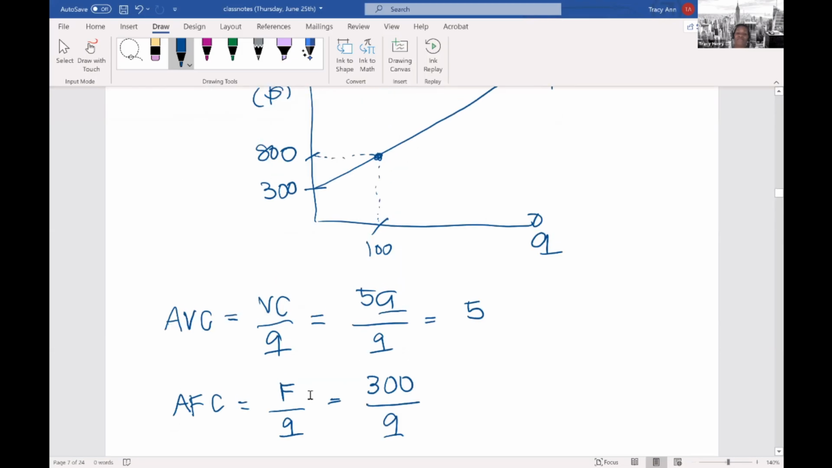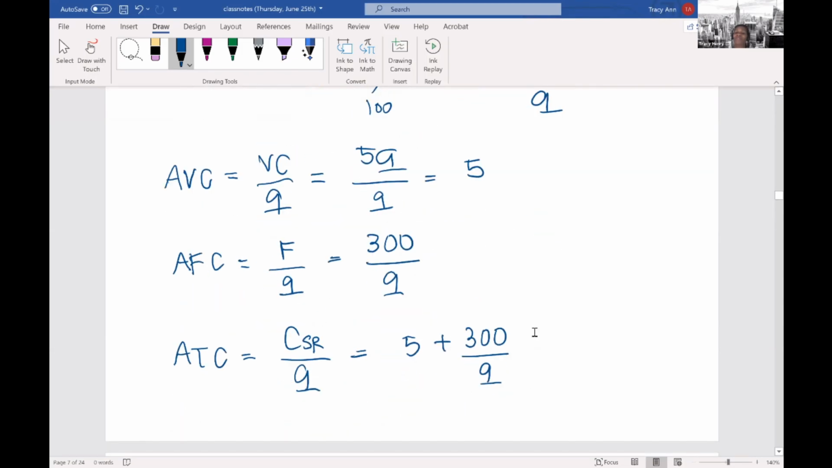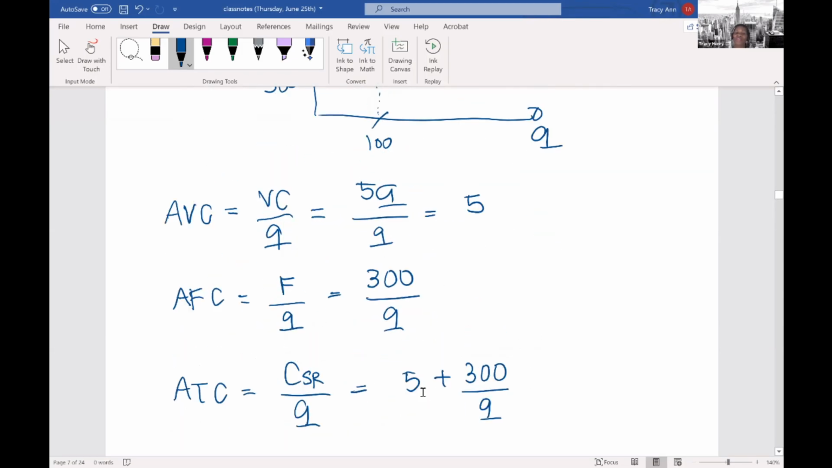My average total cost, however, is 5 plus 300 over Q. So you can see that my average total cost is not equal to my average variable cost. In fact, it is greater than my average variable cost, which is no surprise because I have fixed costs.